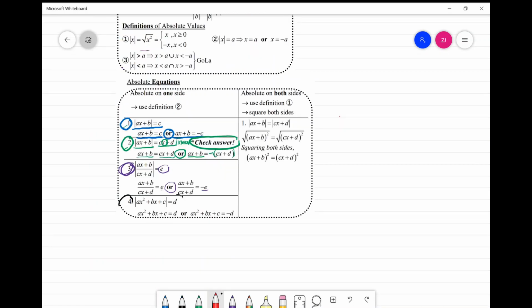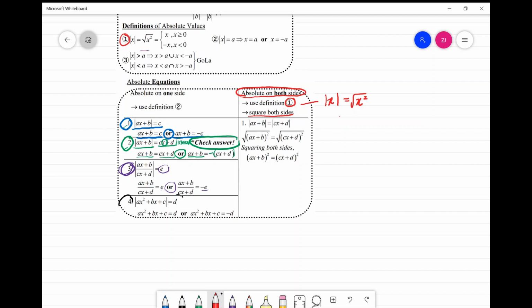Now for the last type of absolute equation. If you have absolute on both sides, what must we do? First, we use the definition. This is actually the definition: if we have absolute of x, it is equal to the square root of x squared. Then the second step: we square both sides. So let's see an example.